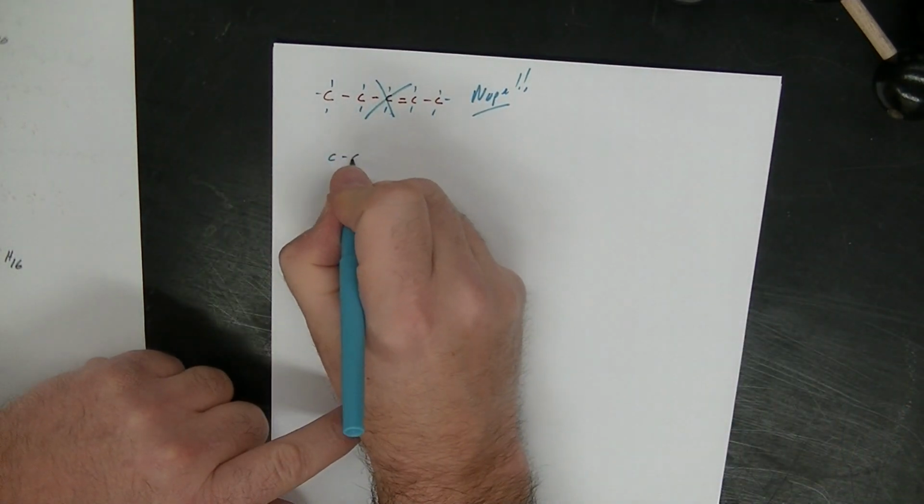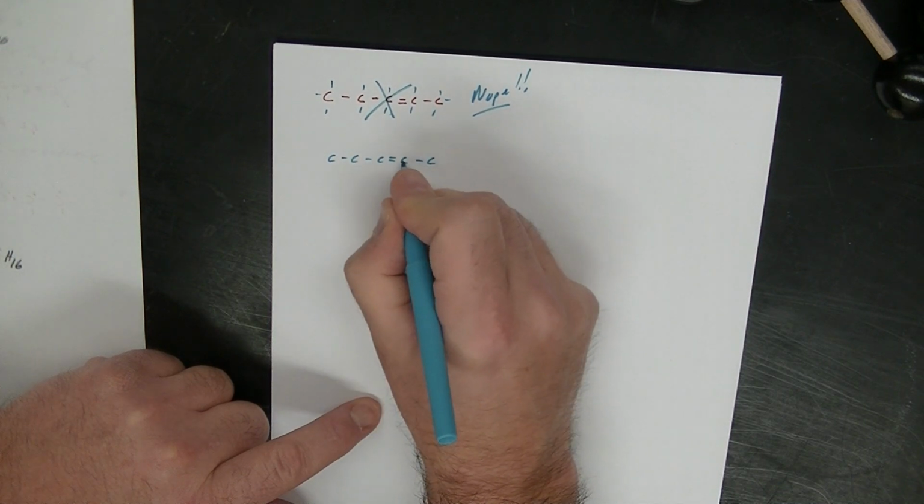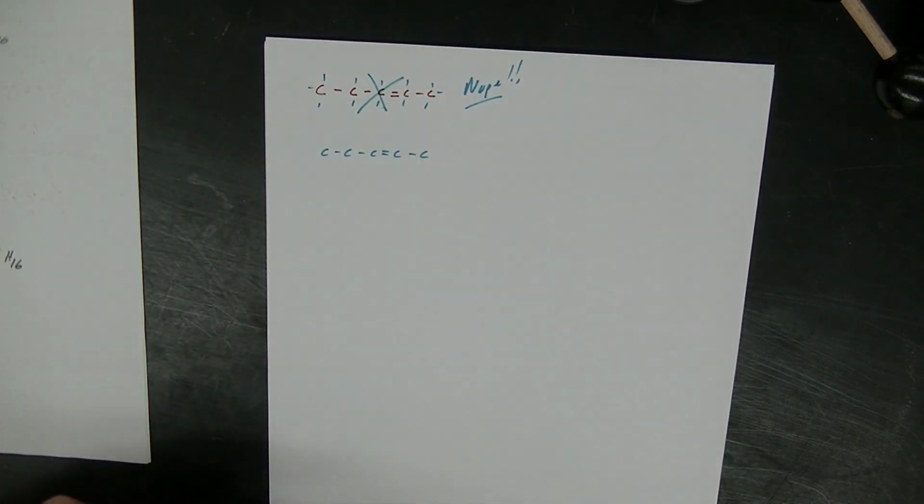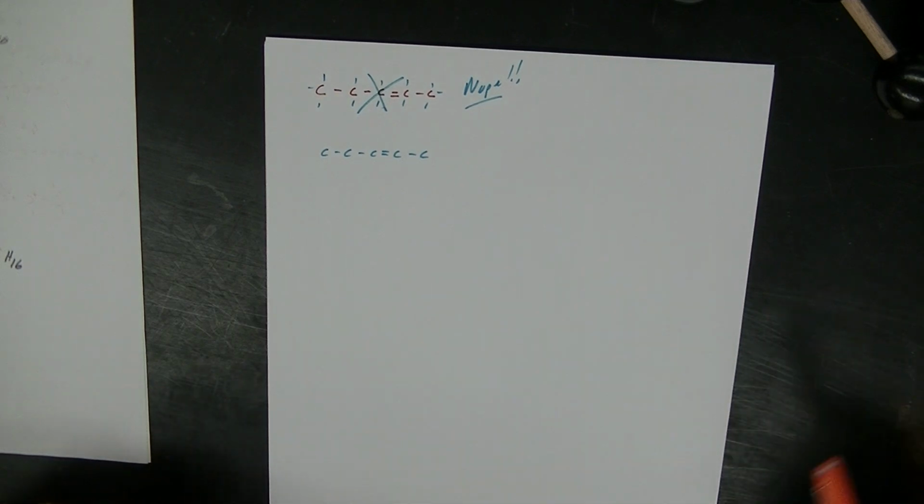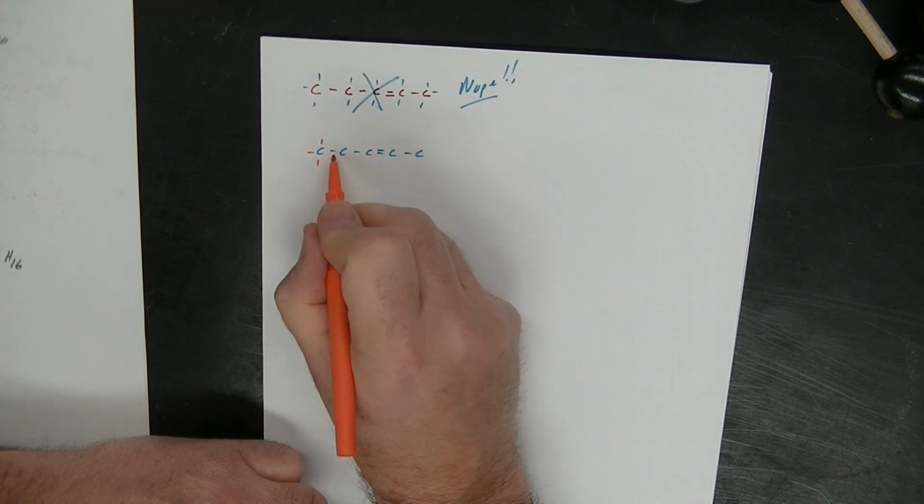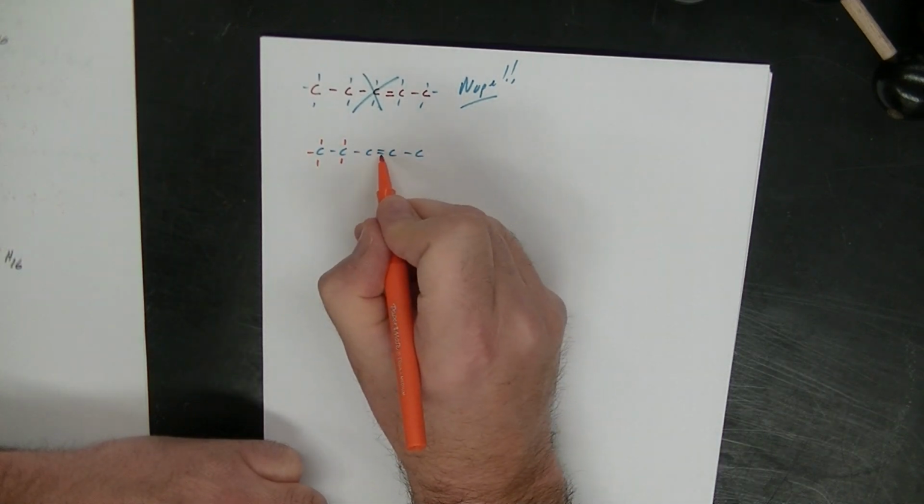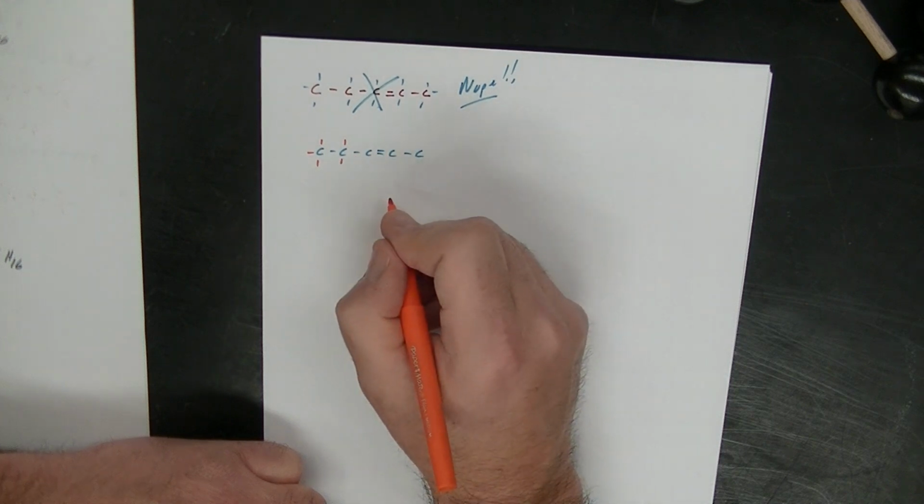All right, so let's go back. 1, 2, 3, 4, 5. All right, so to put in your hydrogens, you have to count. All right, so this one has 1 bond, so it needs 3. This one has 2, so it needs 2. This one has 3. It's got a double and a single, so it only needs 1.